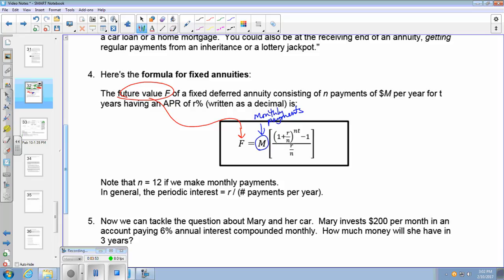And then in here we've got R over N. R is your interest rate, or APR, and it should be in decimal form. N is going to be the number of payments per year. So if you're doing monthly payments, N would be 12. And then T is the number of years.